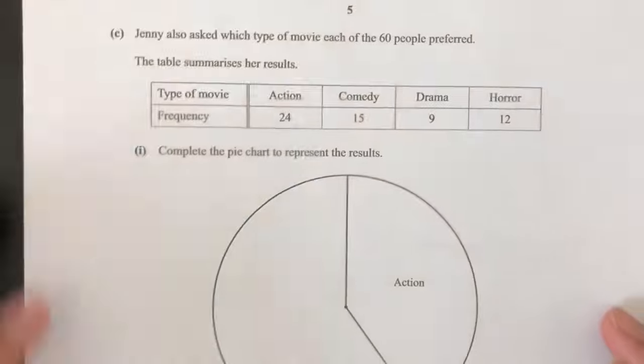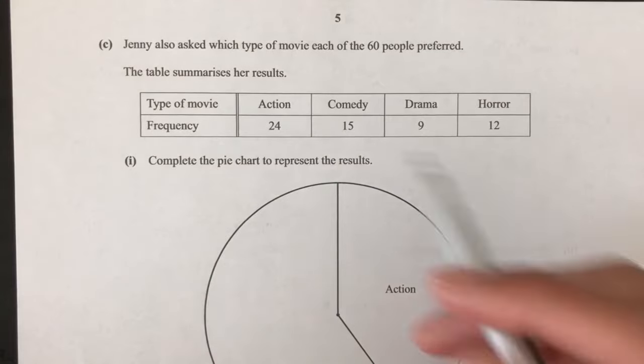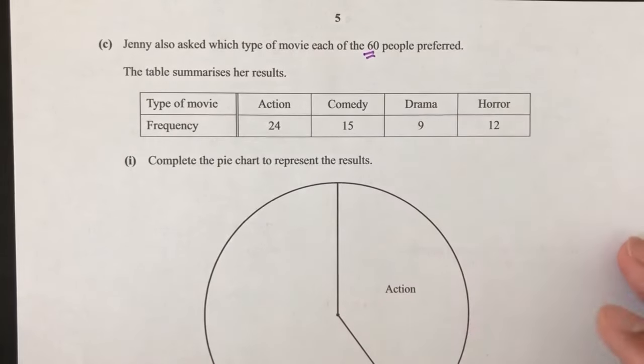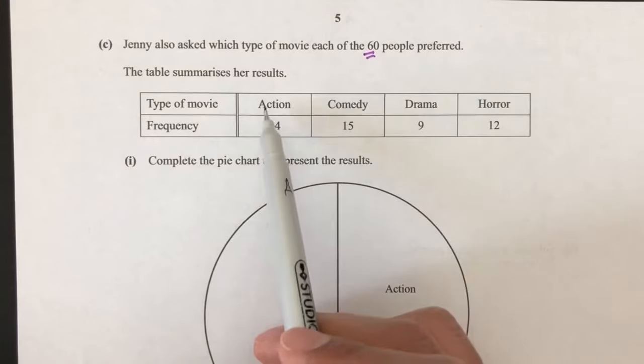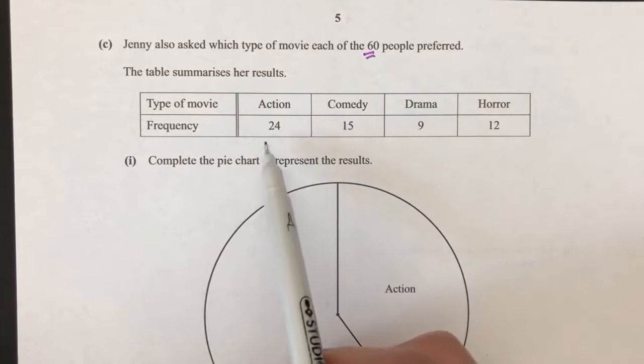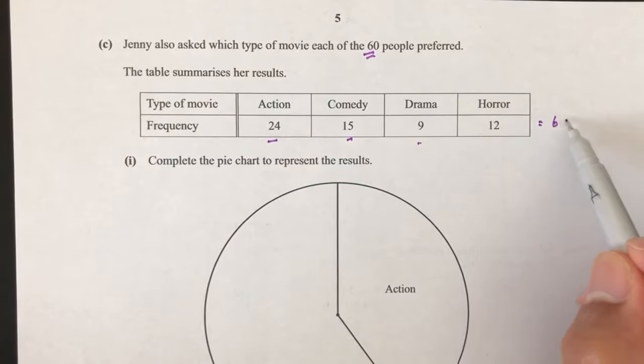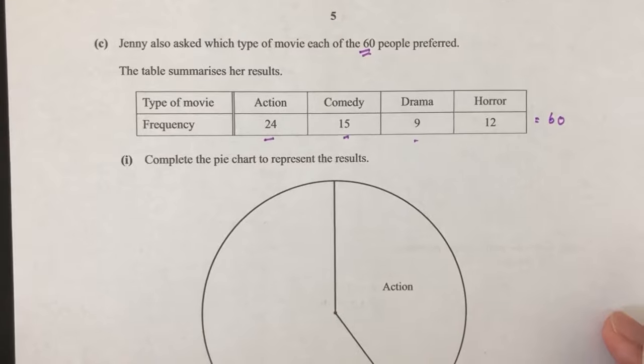Moving on to part C. Jenny also asked which type of movie each of the 60 people prefer to watch. The table summarizes her results. As you can see, we have 4 types of movies: action, comedy, drama, and horror. And this is the number of people who like each of them. So in total, we have 60 people again.